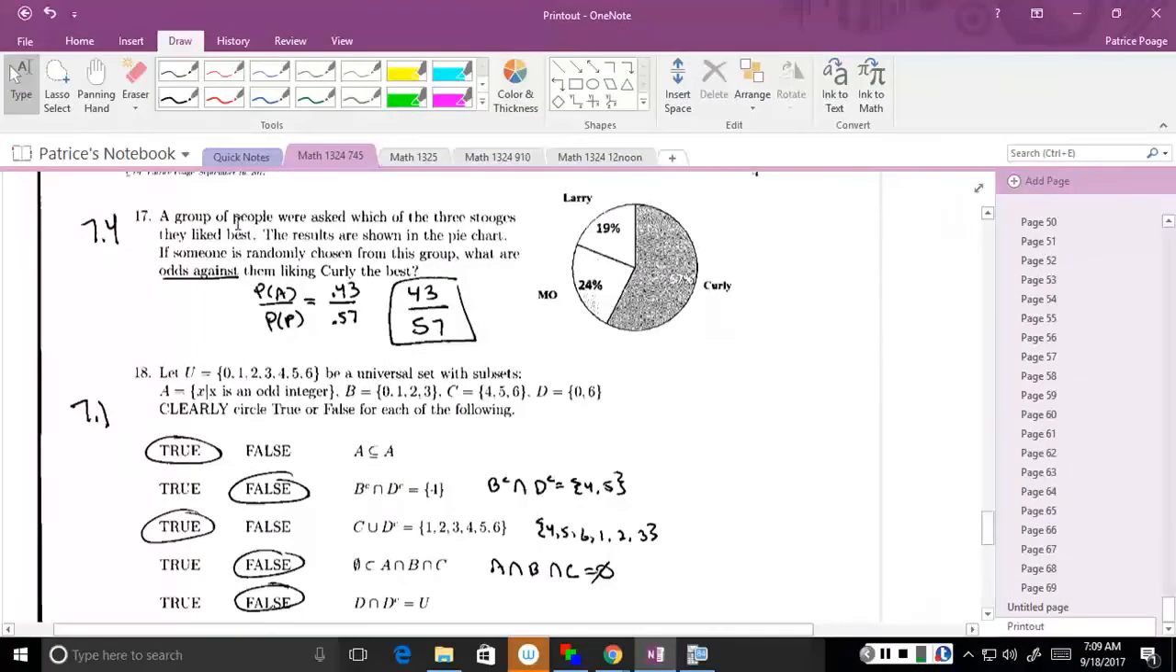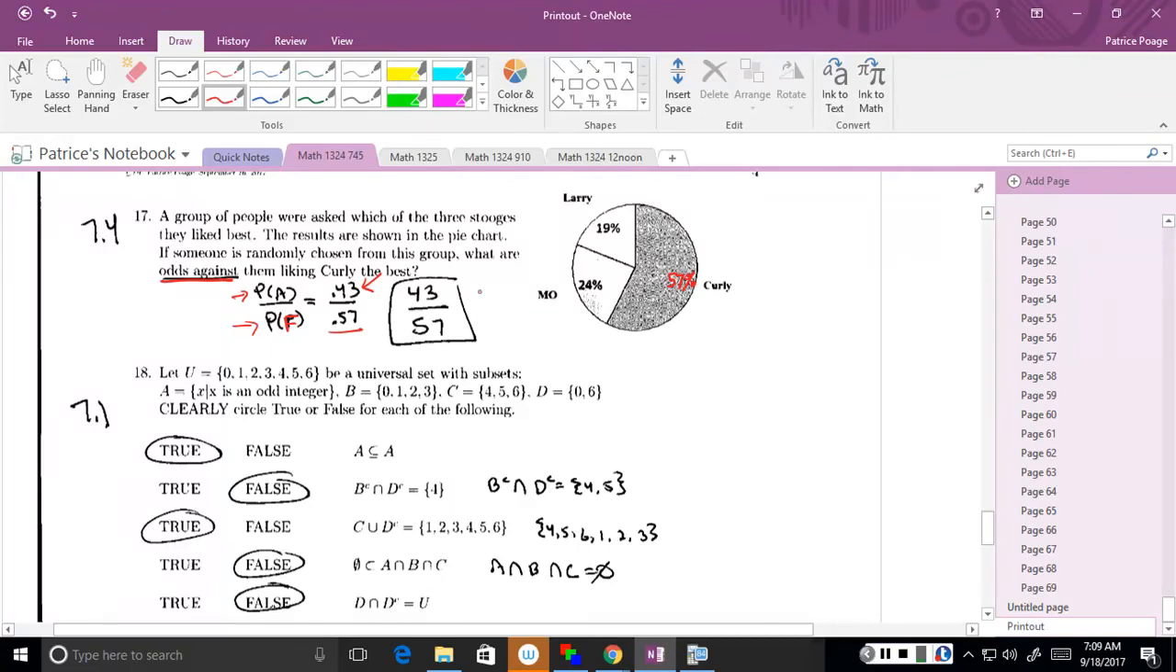All right, a group of people were asked which of the three stooges they liked best. The results are shown in the pie chart. If someone is randomly chosen from this group, what are the odds against? So odds are always two integers. Odds against would be the probability against divided by the probability in favor of them liking Curly the best. So Curly's over here, it's kind of hard to see, but it's 57% liked Curly the best. So the probability in favor of Curly, 0.57. Probability against is 1 minus that.